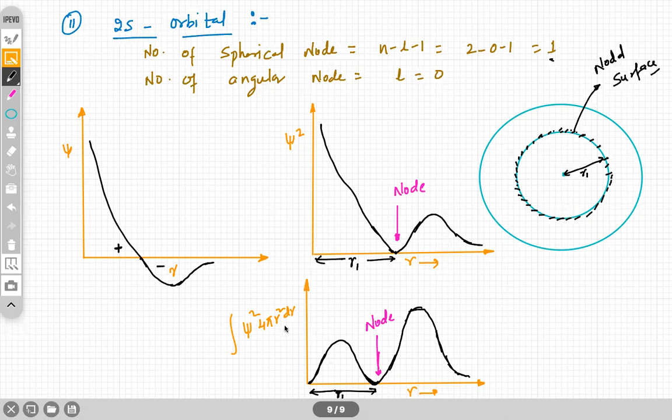Which graph? This one and this one. It represents the intensity of electron at any point, right? It represents the probability of electron at any point around the nucleus. This is intensity. This represents probability. So here the intensity is zero, means probability is zero. Mathematically also it is correct. Psi square is zero, this term is zero.